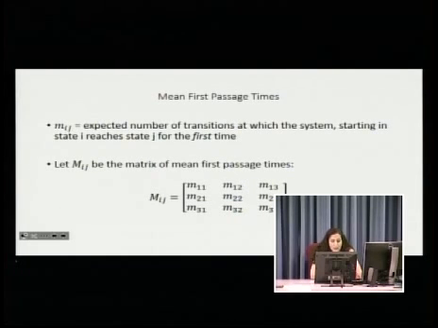So we said our stationary distribution represents the long-term behavior of the chain, but we can think of mean first passage times, which again is just the expected number of transitions, starting at state I, that the system takes to reach J for the first time. We can think of our mean first passage times as representing the short-term behavior of our chain.